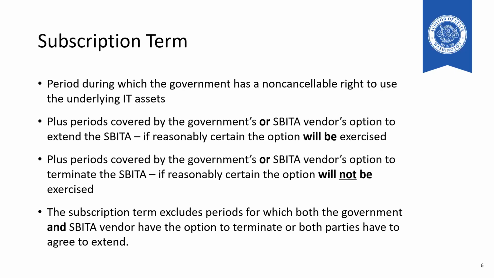This does involve some professional judgment because being reasonably certain and absolute certainty are not the same thing. You'll have to consider your government's facts and circumstances to determine this. For example, is the software critical to your operations? If so, you will likely exercise an extension option. Or do you actively have plans to replace the software? In that case, you probably would not exercise the extension option. But this analysis is unique to each government because all of you have unique circumstances.